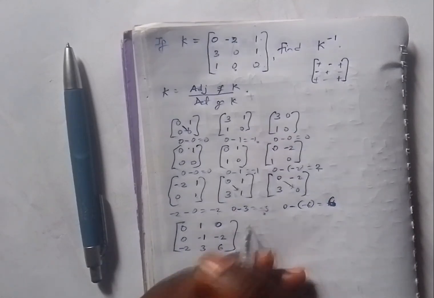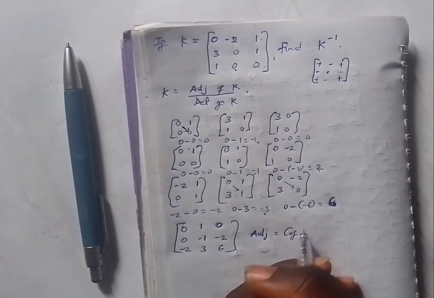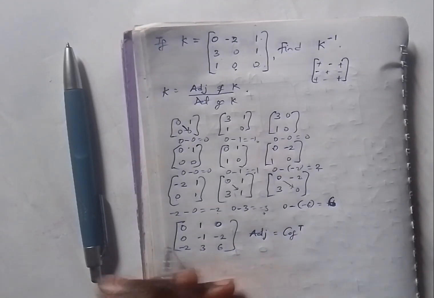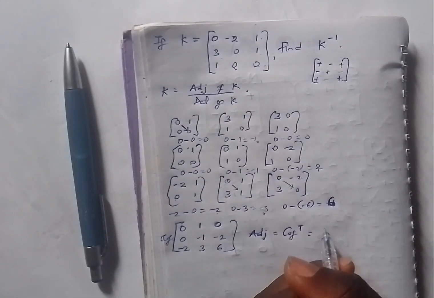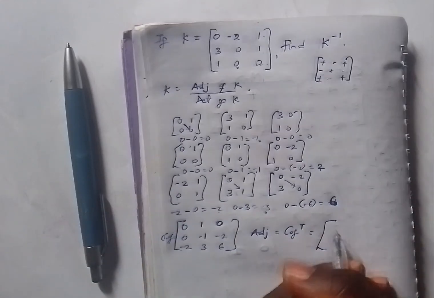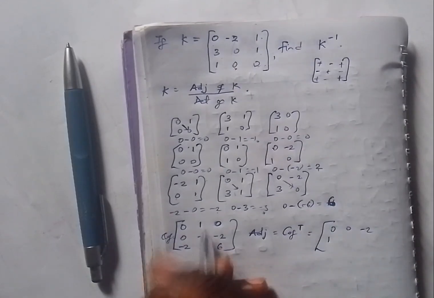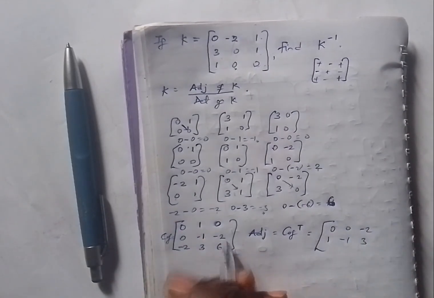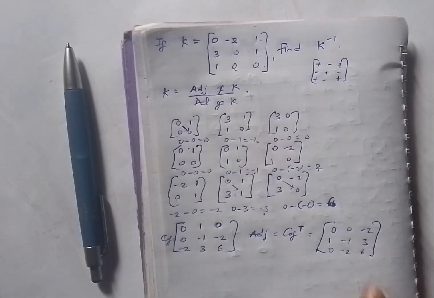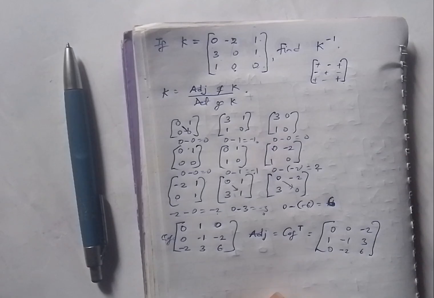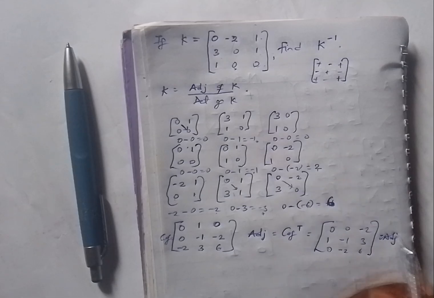Now for the adjoint, I said in the video that the adjoint is simply the transpose of the cofactor. So we have gotten the cofactor. This is the cofactor of the matrix. So the transpose of it is now going to be 0, 0, minus 2, 0, 0, minus 2. When you turn the column to row, so 1, 1 minus 1, 3, minus 1, 3, 0 minus 2, 6. I hope you can see. So this is how it works. Then after this, this is the adjoint of the matrix. We have gotten the adjoint of K.